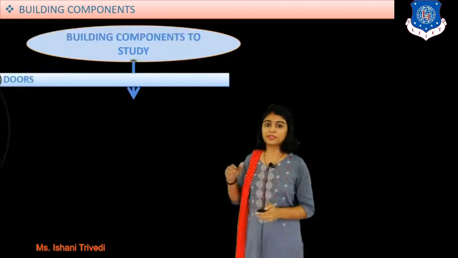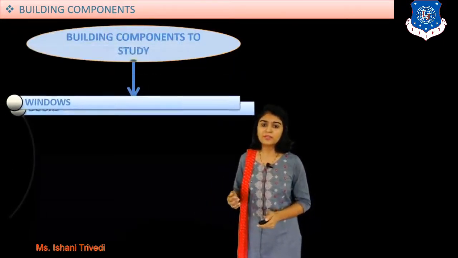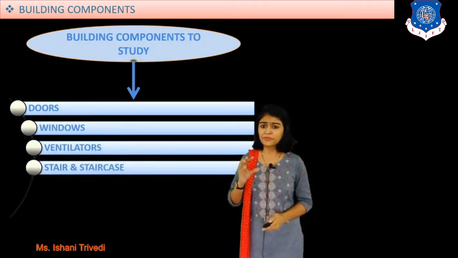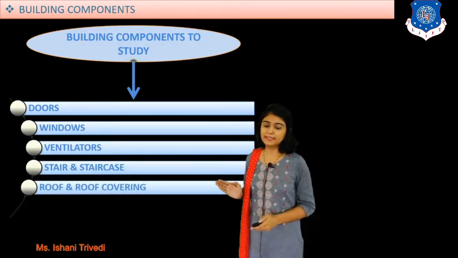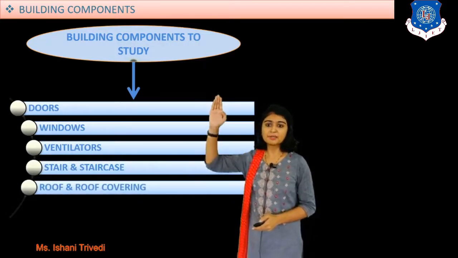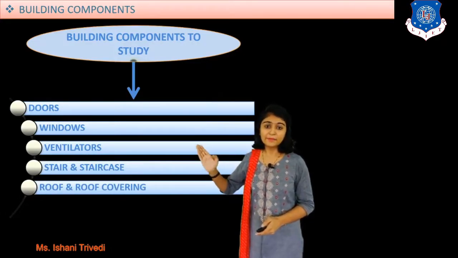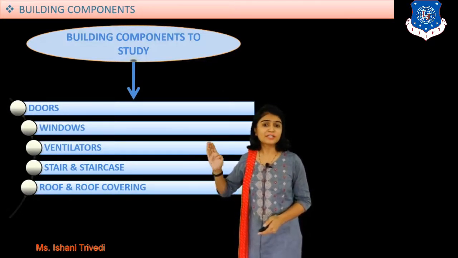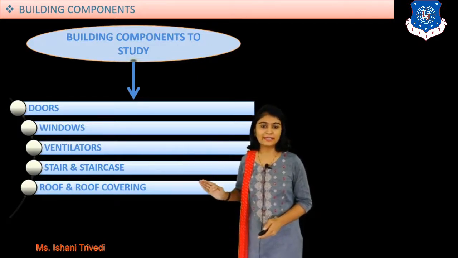Regarding your syllabus, for the topics which you are going to cover, there are different types of building components, but we are going to discuss only a limited type of components. The first is the door, second is the window, third is the ventilator. Windows and ventilators shall be discussed together. You will learn the difference between a window and a ventilator. Next, you will have stairs and staircases.